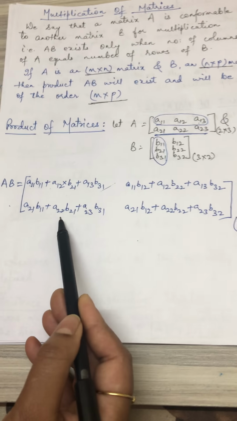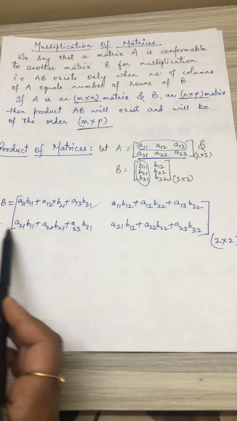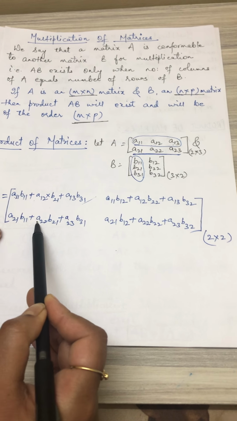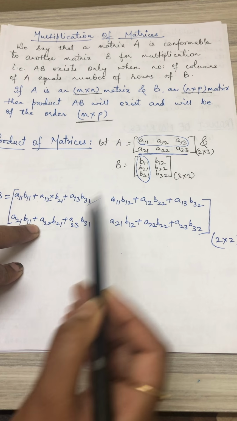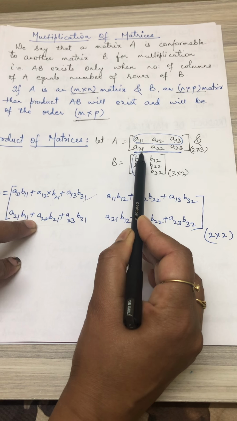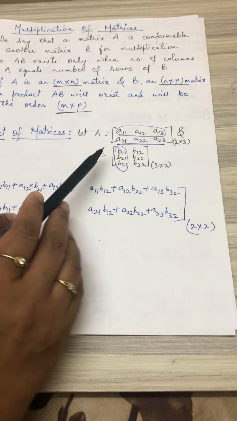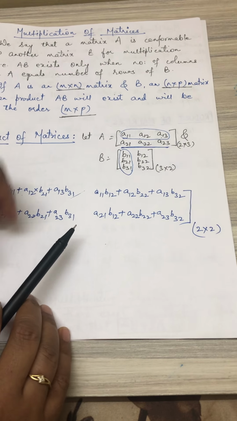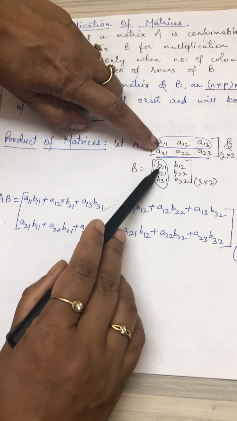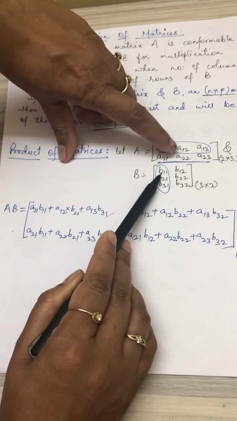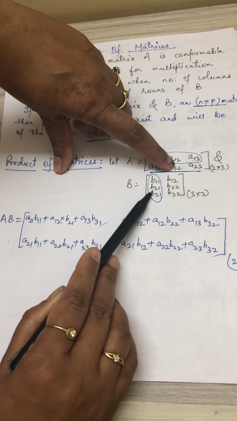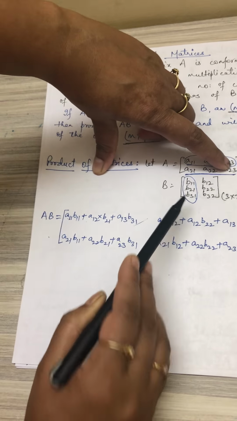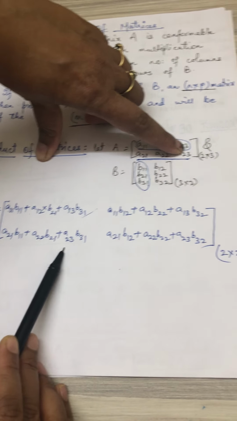Now we will list down the element belonging to second row, first column. So second row, first column means the second row of the matrix A will be taken and the first column of matrix B will be taken. So A21 into B11 plus A22 into B21 plus A23 into B31 gives us the element here.